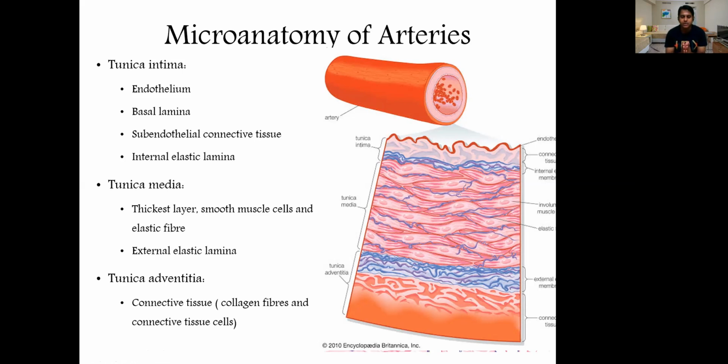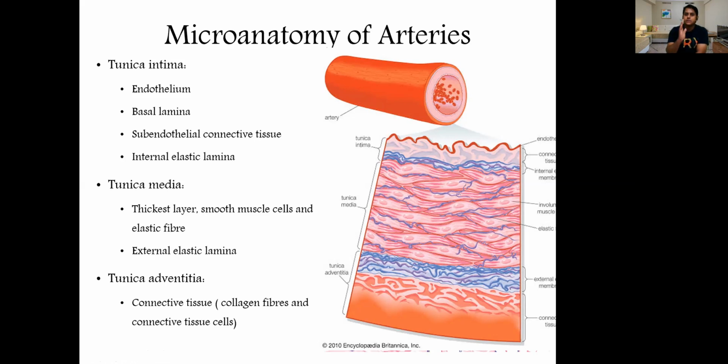Now the point to remember here is that collagen fibers run parallel, which means along the length of the vessel, while the smooth muscles, collagen fibers, or elastic fibers present in the tunica media are concentrically arranged around the vessels. Okay, while the connective tissue, collagen fibers, or any smooth muscles present in the tunica adventitia run longitudinally. This is a difference to be noted.